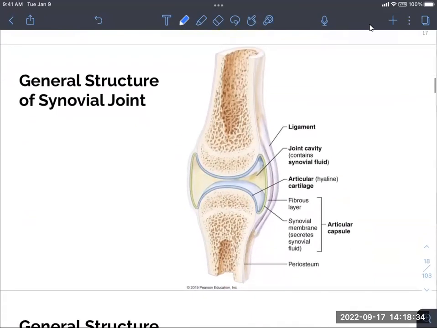So here's the drawing from the textbook, probably much better than mine. But it shows how we have ligaments that help hold the joint together. We have a joint cavity with synovial fluid. We have that articular cartilage, and in that capsule for that joint, you have a fibrous layer and a synovial membrane. And then you have your bone on the other side of that whole joint.